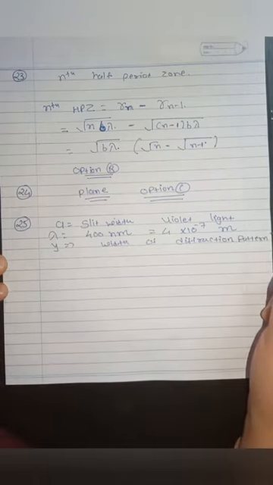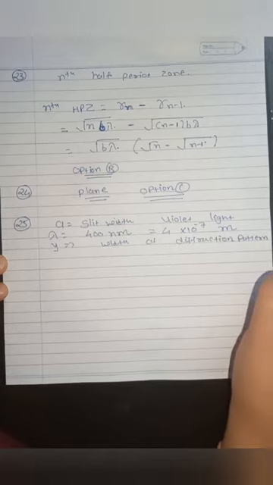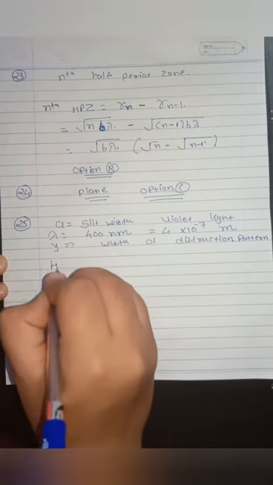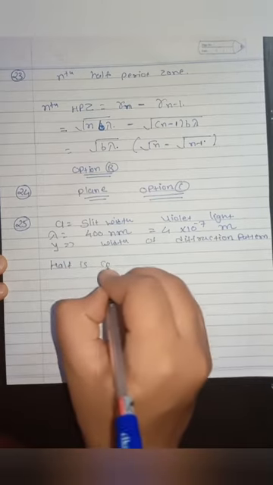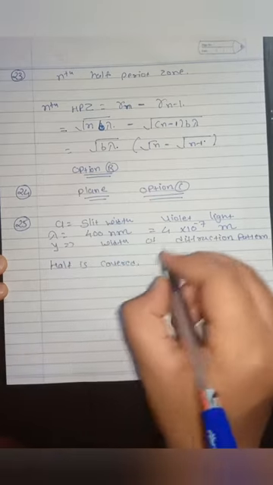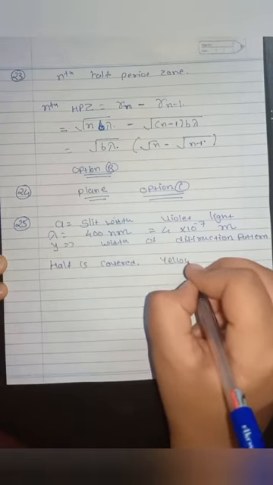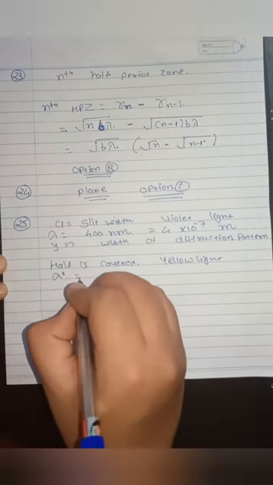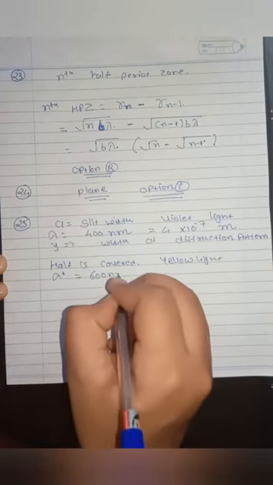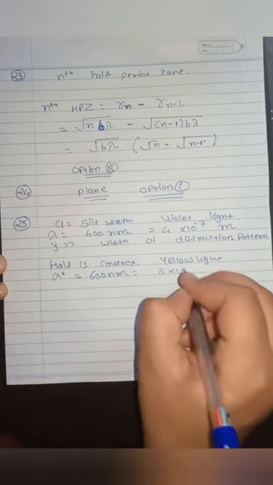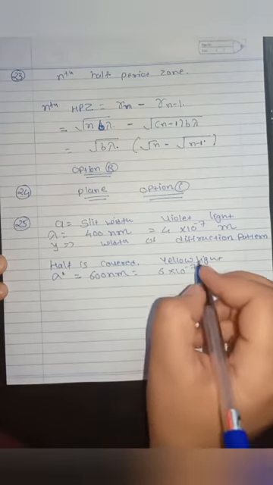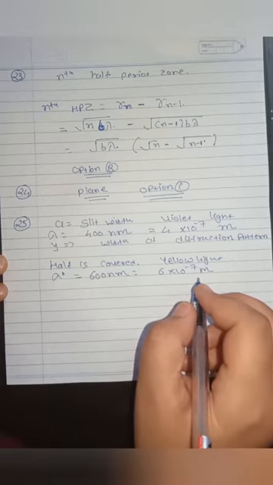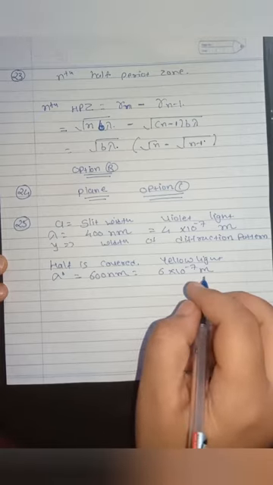Half of the slit width is covered and illuminated by yellow light of wavelength, let's say lambda dash, that is 600 nanometer. So 6 into 10 power minus 7 meter. We want to find what will happen to the width of the diffraction pattern.